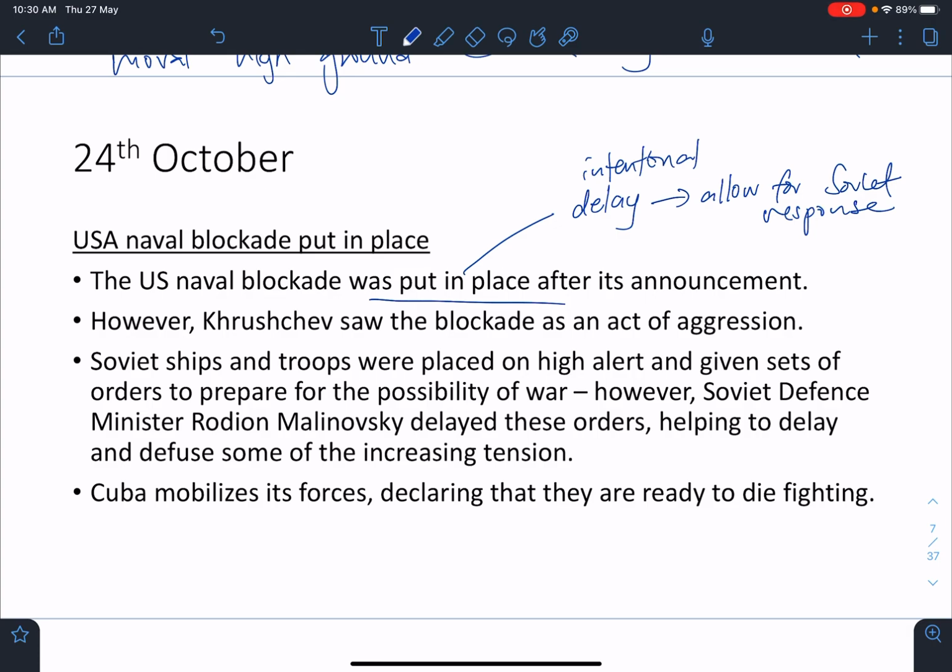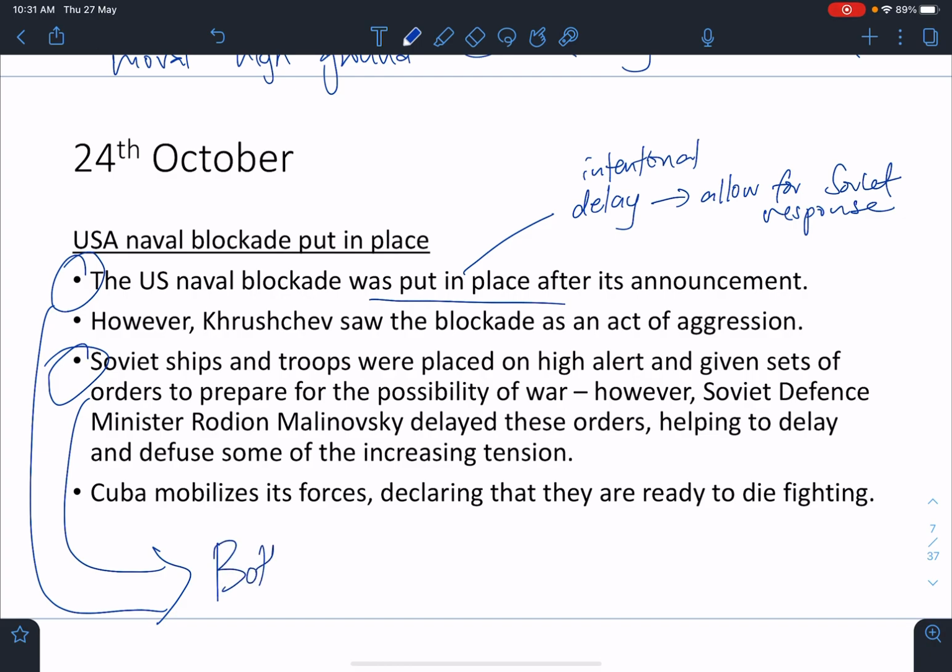So if you see, even the Soviets, it's not just one side, right? The Soviets also delay their orders. So they are told to mobilize, but they also slow down. Because what we see here is that both sides want to avoid conflict.